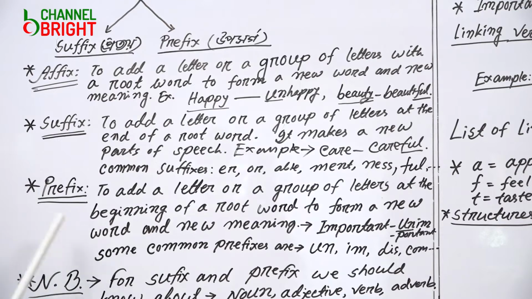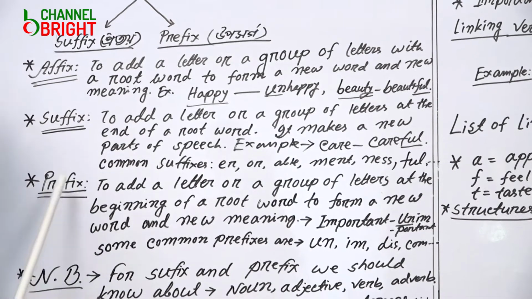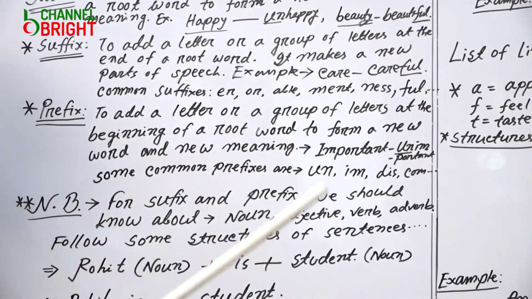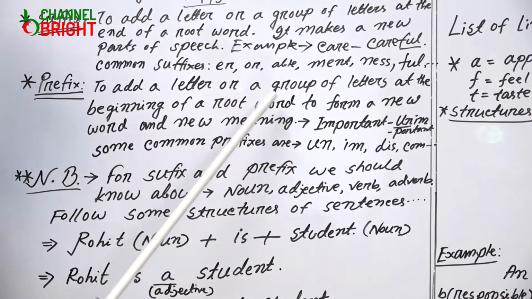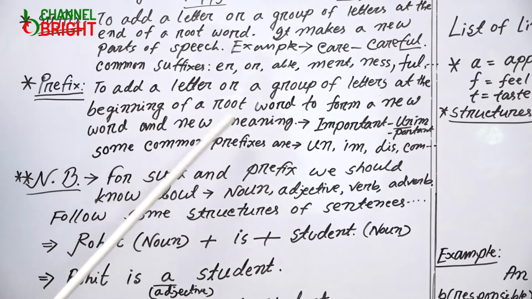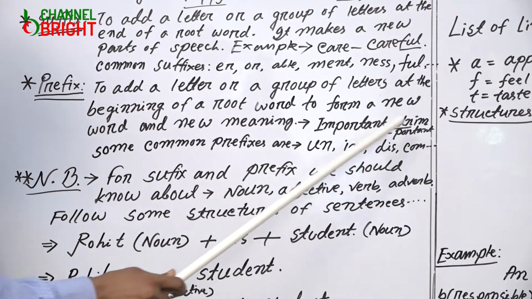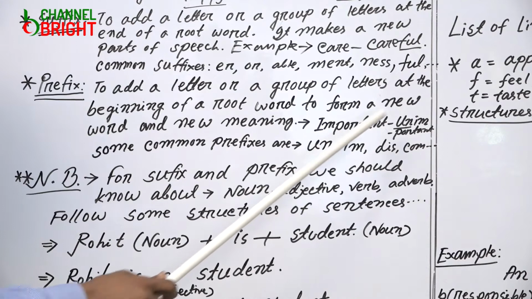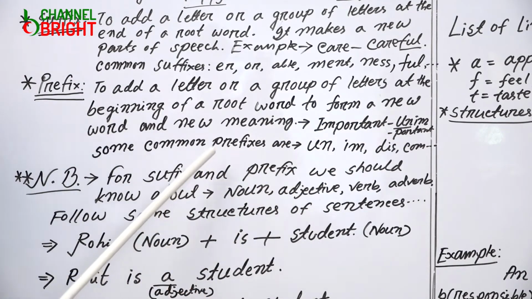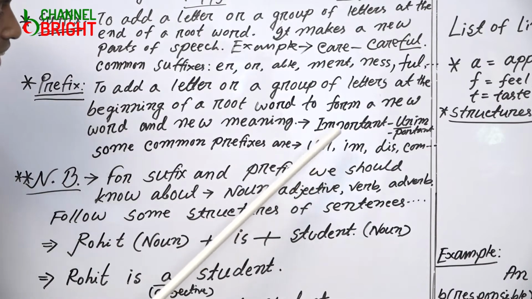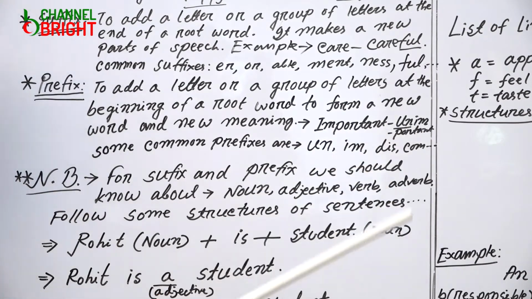And then prefix. Pre means before, fix means to attach. Prefix means to add a letter or group of letters at the beginning of a root word to form a new word and new meaning. Important, unimportant. Important is the root word and unimportant is the new word with a new meaning. Some common prefixes are un, im, dis, com, etc.